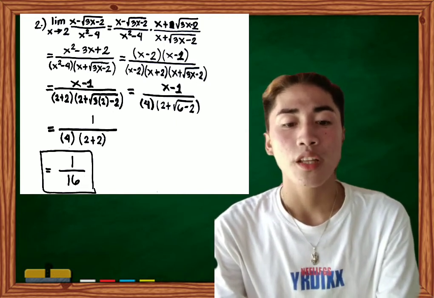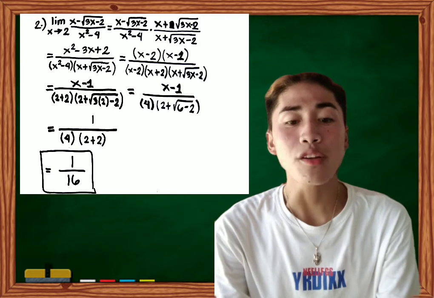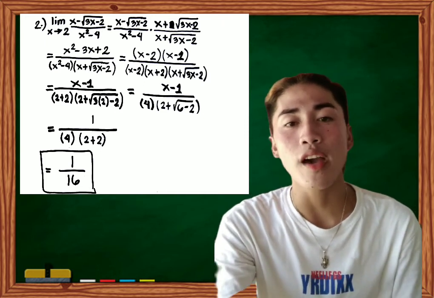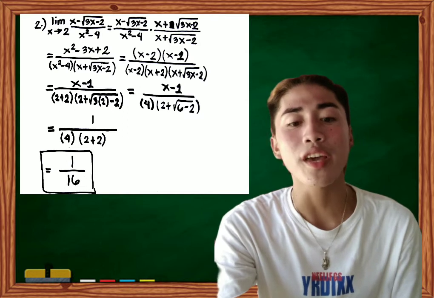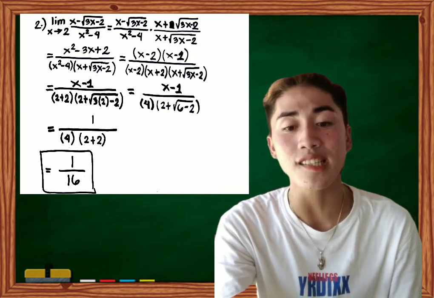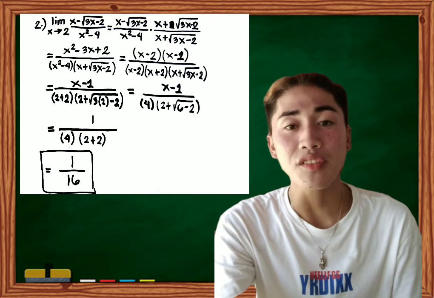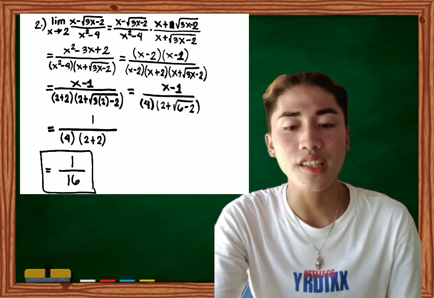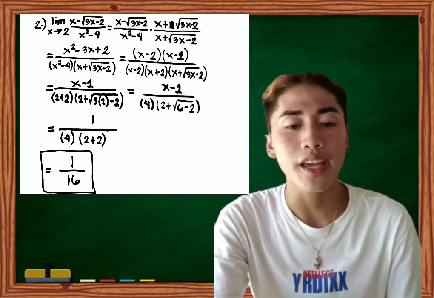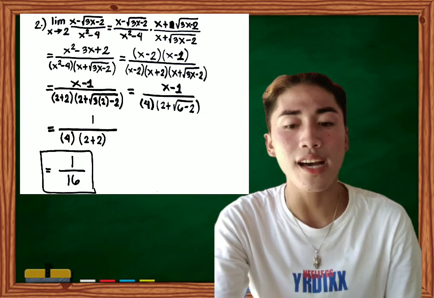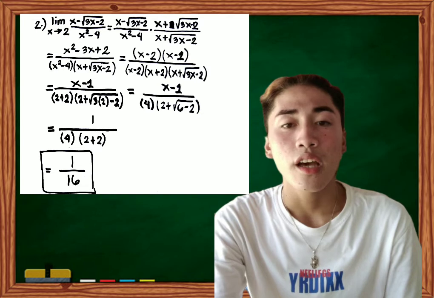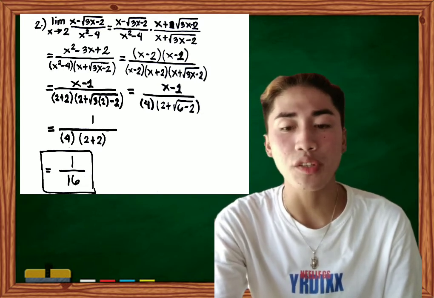all over x squared minus 4 times x plus the square root of 3x minus 2. After that, we are going to factor x squared minus 3x plus 2, which is x minus 2 times x minus 1. In this case, we will also factor x squared minus 4, which gives us x minus 2 times x plus 2, then times x plus the square root of 3x minus 2.